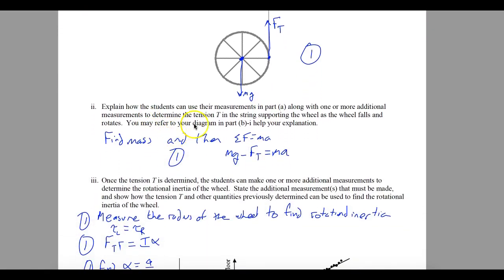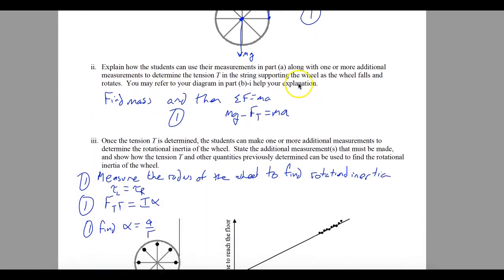Now they want us to explain how the students can use their measurements in part A along with one or more additional measurements to find that tension. If we find the mass of the wheel, that would be m, and then solve for the sum of the forces equal to ma, we should be able to find that tension. So here mg minus Ft is equal to ma, so that is what you would end up doing.